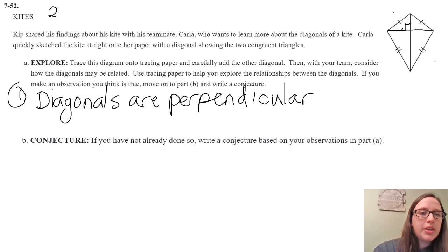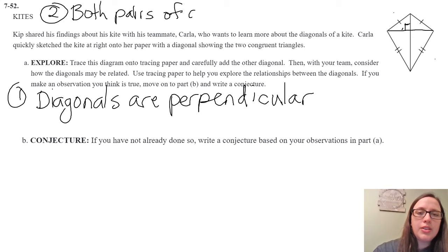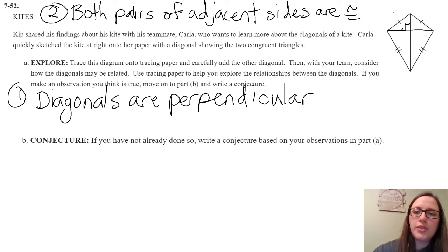Let's make a note of another property. It's that both pairs of adjacent sides are congruent. All right, so the diagonals are perpendicular. Something else that we could notice is that it cuts it in half, so that this half is equal to that half.